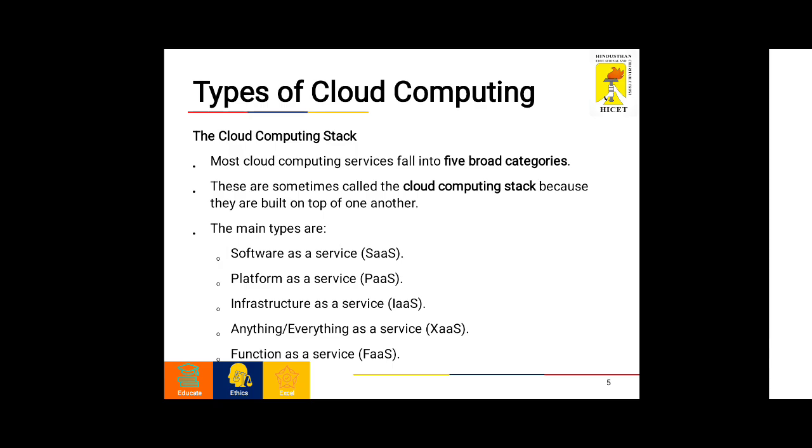And next we'll see the types of cloud computing, which you can also call the cloud computing stack. So most cloud computing services fall into 5 broad categories. These are sometimes called the cloud computing stack because they are built on top of one another. The main types are software as a service, in short form SaaS, platform as a service or PaaS, infrastructure as a service or IaaS, and then anything or everything as a service. Another one is function as a service. So first we'll see the first three.